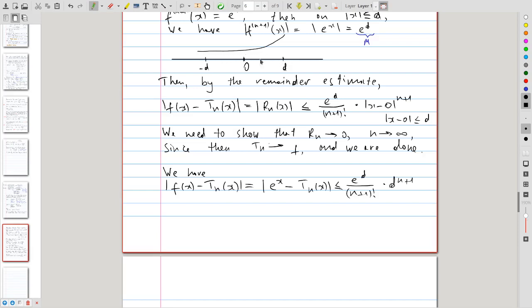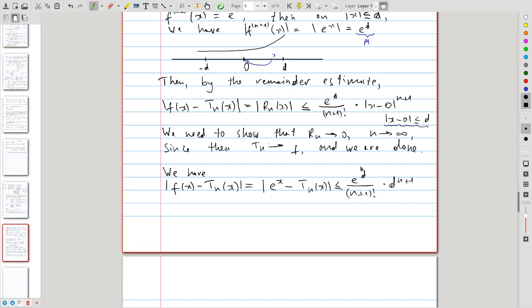Right, so this distance here from 0 to x can be at most d, because x changes on the interval between minus d and d, so the distance from x to 0 can be at most d, of course. And so we replaced the factor absolute value of x minus 0 by its maximal possible value. And if we can show that this goes to 0, then we are done, right? Because then this is the maximal value of the difference f of x minus Tn of x on an interval like that.